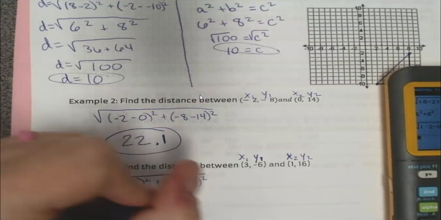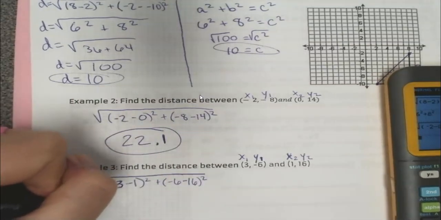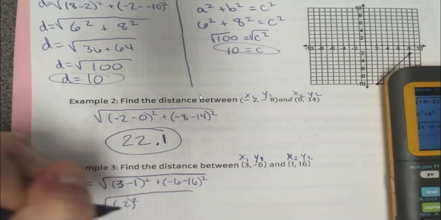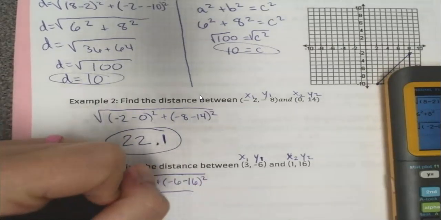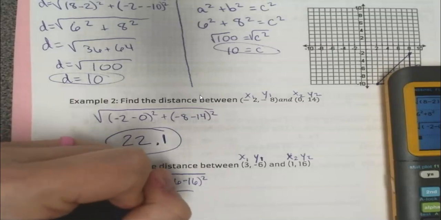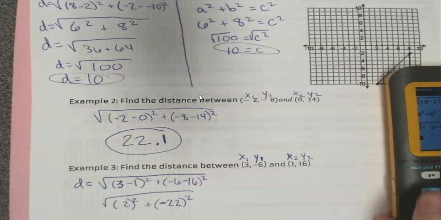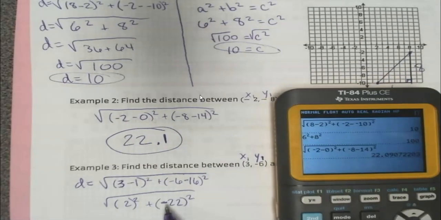Okay, so you can plug this into the calculator. You can do it separately. This becomes 2 squared. -6 minus 16 becomes -22 squared. The reason I typically have people just put it all in the calculator is because if you don't use parentheses there, it's going to give you the wrong answer for that negative sign.